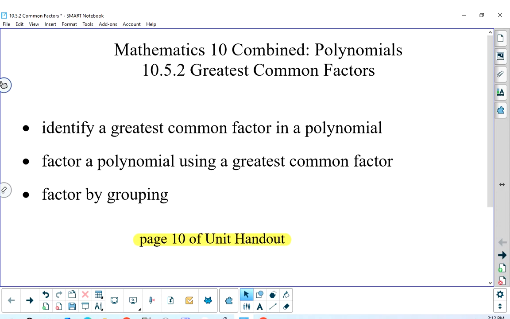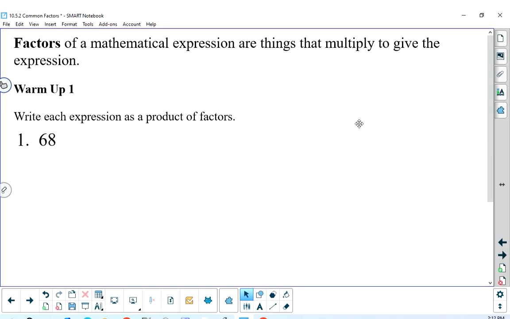One method of factoring is to use what's called a greatest common factor. So we're going to start by figuring out what a greatest common factor is, progress to using a greatest common factor to factor a polynomial, and then we're also going to be looking at factoring by grouping. To begin with here, factors of any mathematical expression are things that multiply to give that expression.